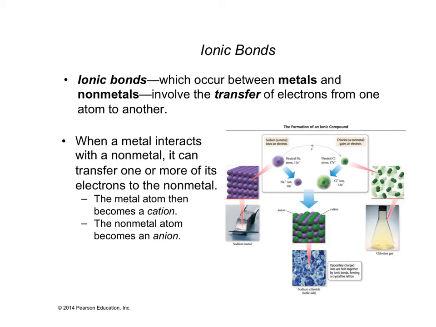So what type of bonds do we have? The first one we talk about is ionic bonds. And the most important thing to always remember with respect to ionic bonds is that they occur between a metal and a nonmetal. Okay, so if you have a metal and it's bound to a nonmetal, it is an ionic bond. Okay, so how do you know what a metal is?